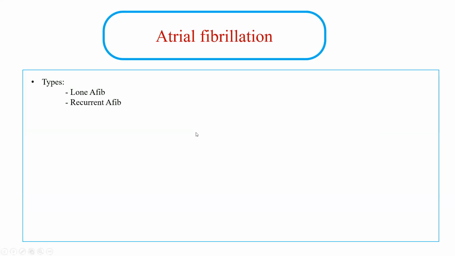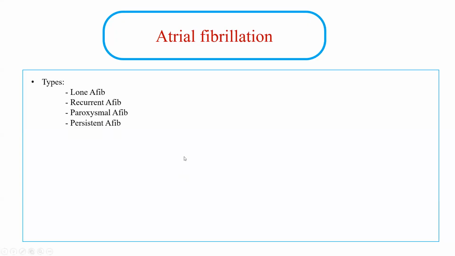The other type is called recurrent AFib. If you have 2 documented episodes of AFib, this is recurrent AFib. Paroxysmal AFib is any AFib that lasts less than 7 days, and usually it terminates by itself. Okay, so this is very important. For paroxysmal AFib, it should terminate by itself. If you terminate it, this is not paroxysmal. So paroxysmal AFib should terminate by itself in less than a week.